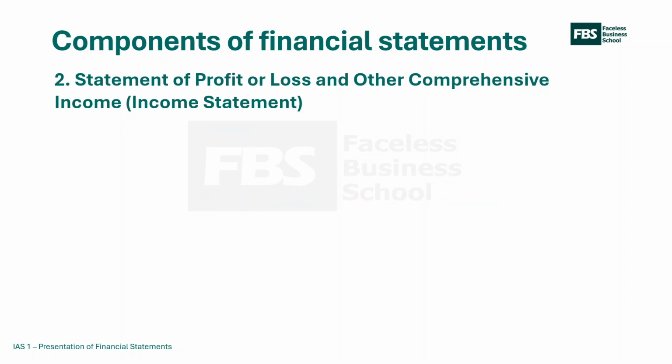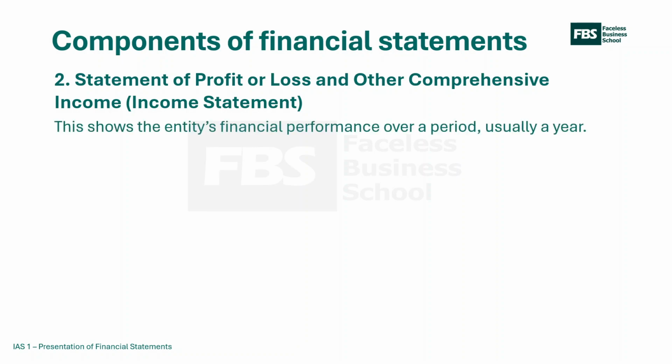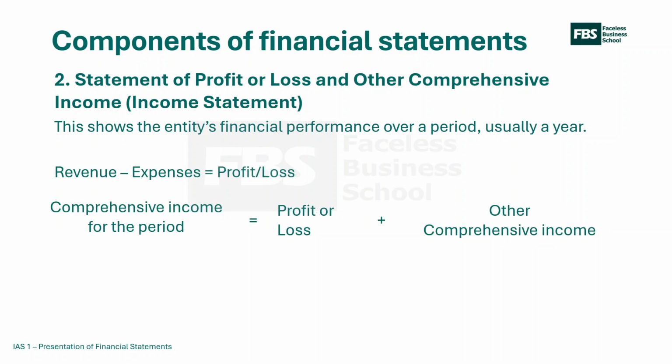Statement of profit or loss or other comprehensive income. This statement summarizes the revenues and expenses incurred by the business throughout the reporting period. Mathematically, it is expressed as revenue minus expenses, which will give us either a profit or a loss. Profit or loss is defined as the total of income less expenses, excluding the components of other comprehensive income.